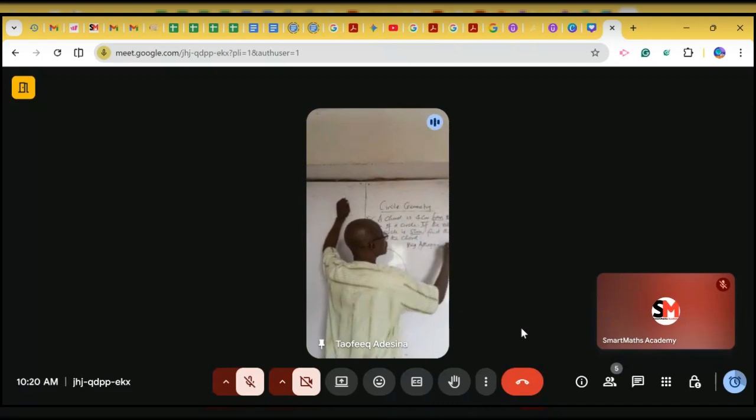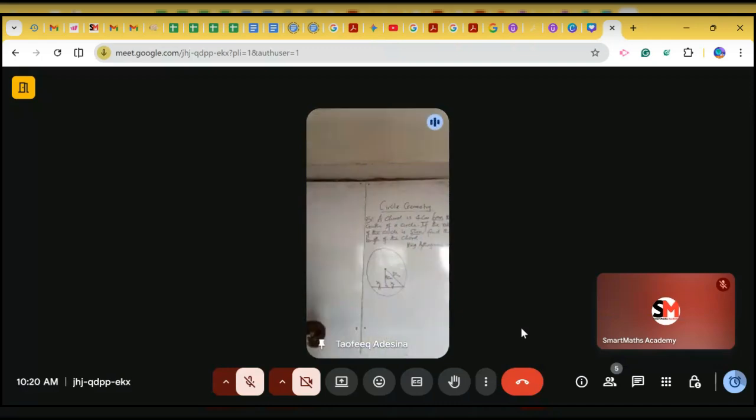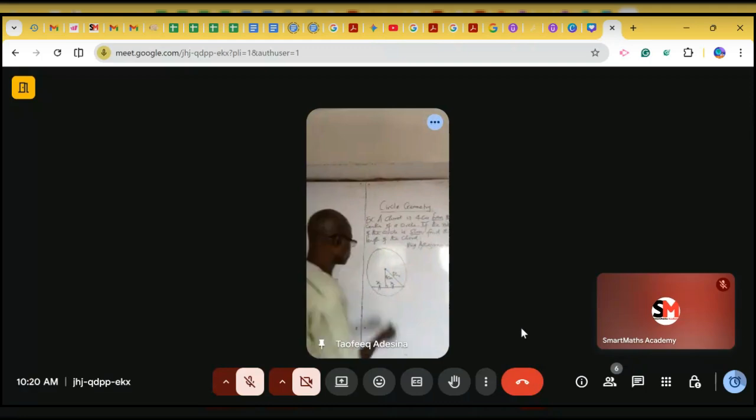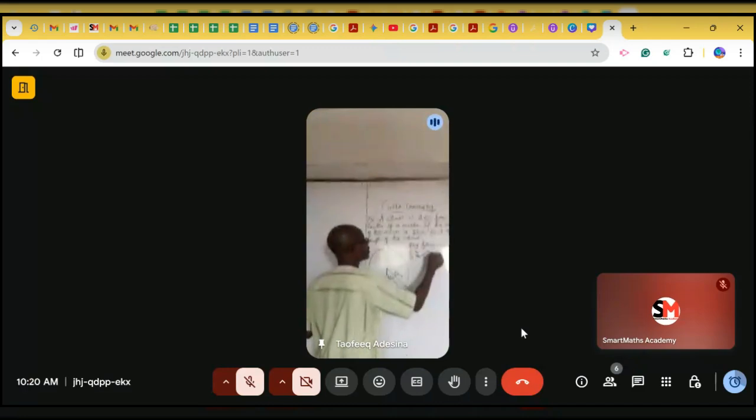Pythagoras rule, you don't need to quote the rule again. You've already stated it here. You don't need to say a squared equals b squared plus c squared. Just write using Pythagoras rule. Once you write that, there must be a mark for it. So the hypotenuse, which is 5 squared, equals 4 squared plus x squared. That's our unknown.